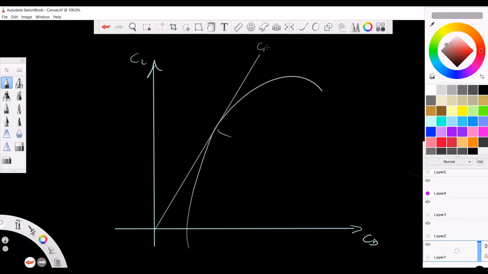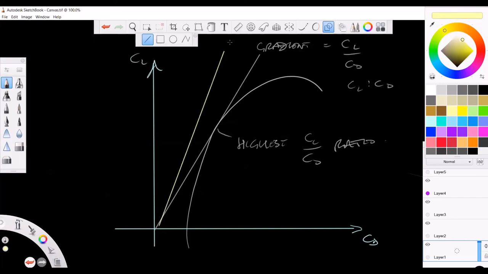So the gradient is going to be CL over CD, the coefficient of lift over the coefficient of drag. But this is the highest CL-CD ratio. If I draw a line that's got a higher gradient than that, it's going to miss the curve. Every point on that curve, if I put a line from the origin through any point on that curve, the gradient of that line is the CL-CD ratio. But the tangent gives the highest possible CL-CD ratio.